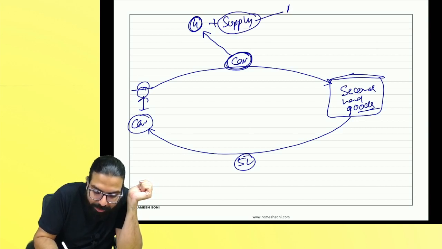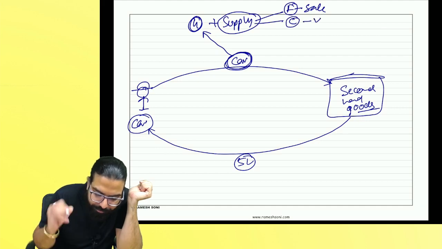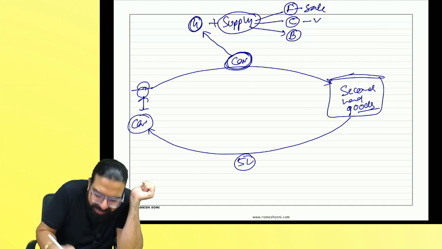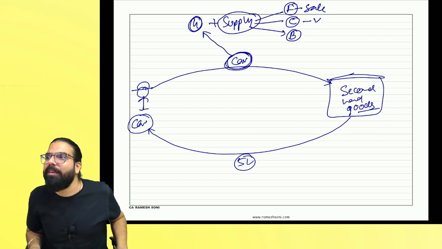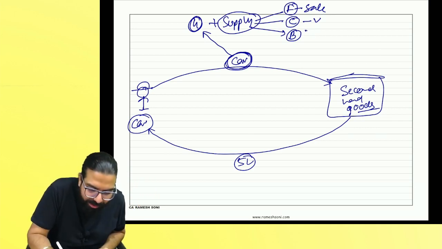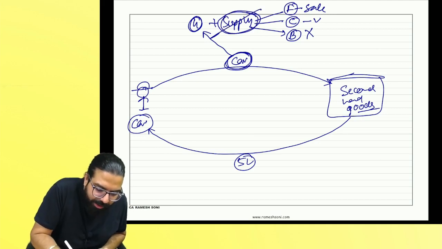What kind of a form is it? Sale. Is it for a consideration? Is it in the course of business? Is it Venkat's business to sell a car? If it is not in the course of your business, it is not a supply.